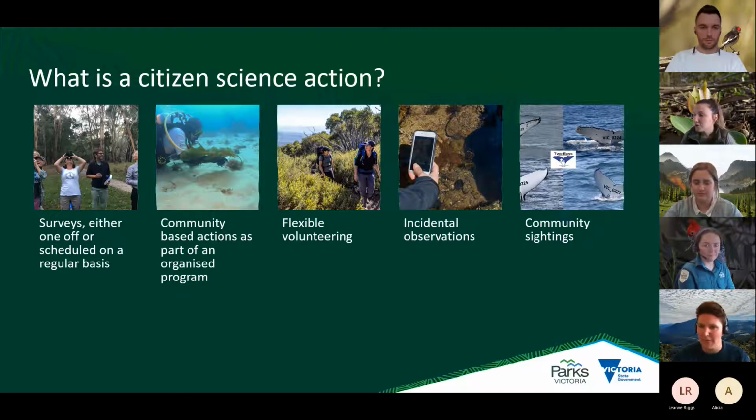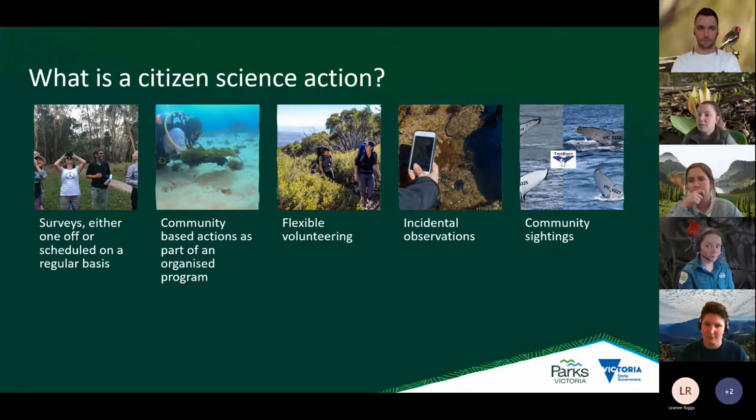But a few different concepts of citizen science that we will be touching on are things like surveys, and these can either be one-off surveys or scheduled on a regular basis. So they might be annually, biannually or monthly, but there's lots of different survey type actions that you can participate in. There might be community-based actions as part of an organised program. You might be able to be part of a citizen science action through an idea called flexible volunteering, and we will talk about that just in a little bit.